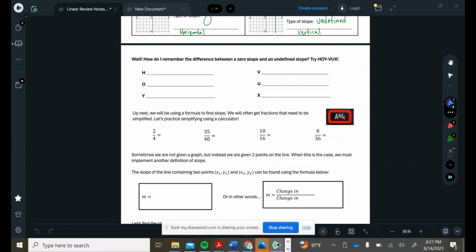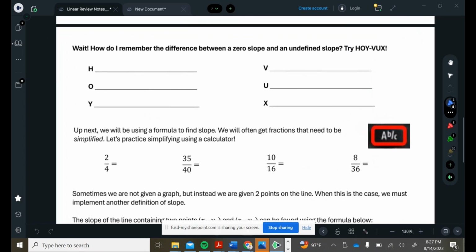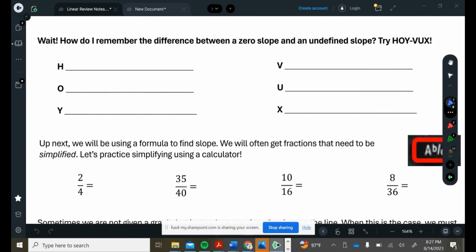All right, hey, let's go ahead and take a look at the back side of these notes. And at the top here, it starts us off with one of those silly sayings that might help you remember something. So you probably come across these before. This is what it is: HOY VOOCs. Okay, if this helps you, you can use it. If not, don't worry about it.